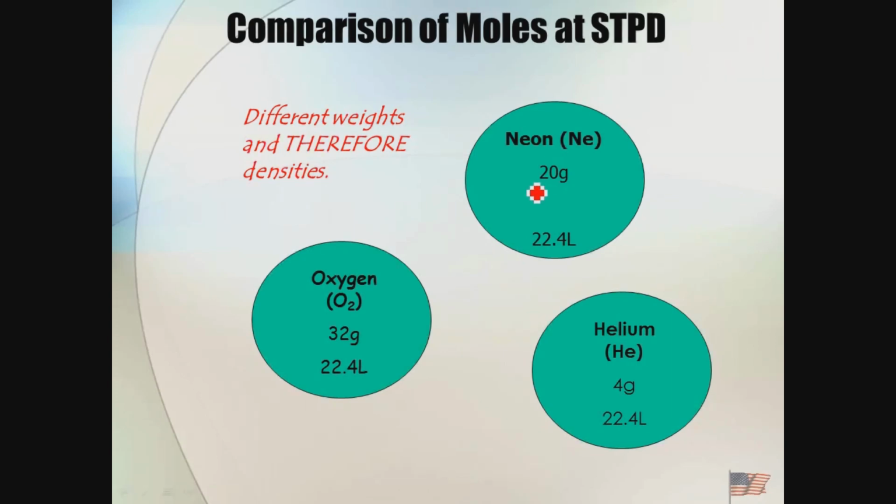Now notice, do you remember how I calculated density? Mass per unit volume. What's the denominator for all three of these? 22.4. So the only thing that varies is their masses. Who will have the greatest density of the three? Oxygen. It's got the most mass. Okay.